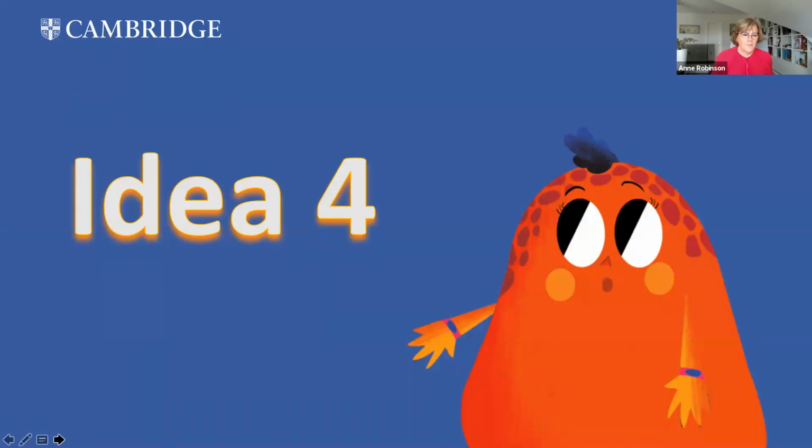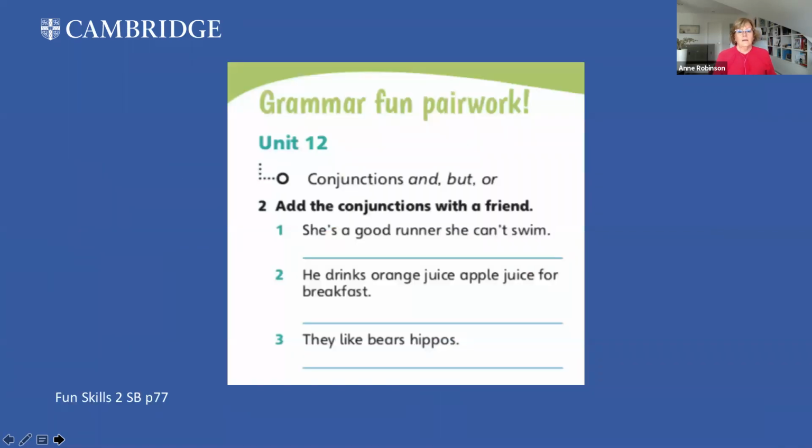So idea 4. Okay, so this again is a very common kind of exercise that you'll find when we're talking about grammar. In this case, we're looking at the 3 conjunctions and, but, or. This is pre-A1 Starters level. Okay, so it's from level 2 again of Fun Skills. And they have to add and, but, or to those 3 sentences.